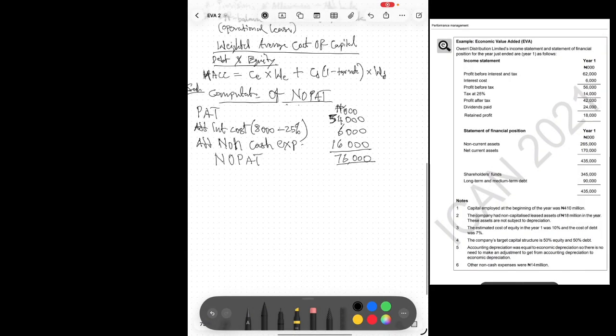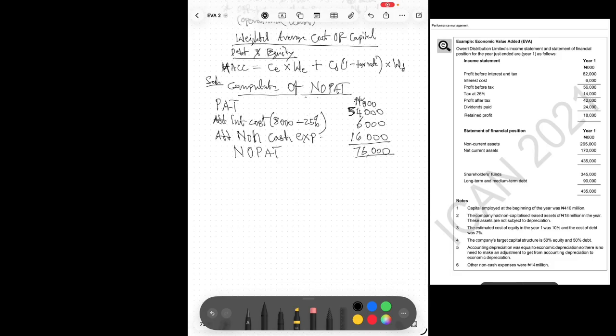Like I said, capital employed, computation of capital employed.